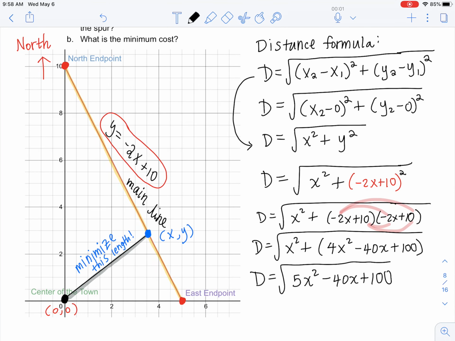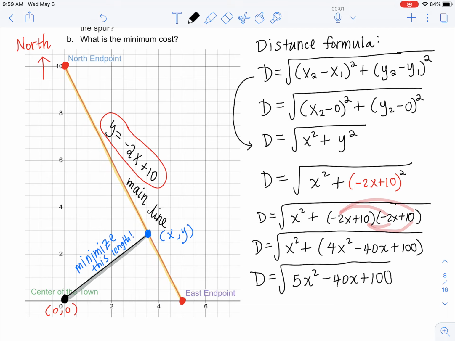Now, we need to use calculus. Why? Because this is what I want to do. What do you want to do with this distance? You want to minimize this, right? And we learned how to find local or absolute minimum or maximum in our class. And that is to find the derivative and set it equal to 0. Or I shouldn't just say set it equal to 0. We should find the derivative and find the critical values by finding where this derivative is equal to 0 or where it is undefined, right?